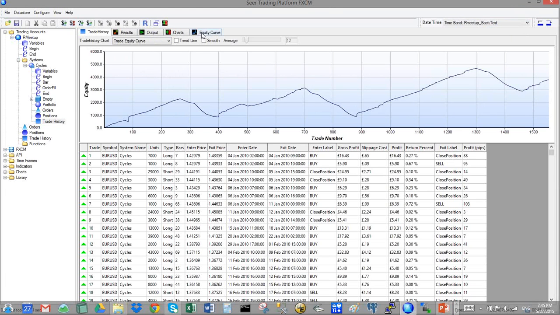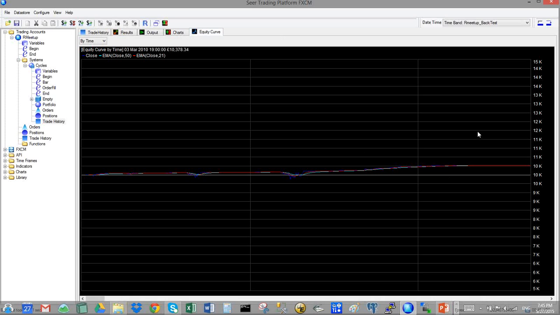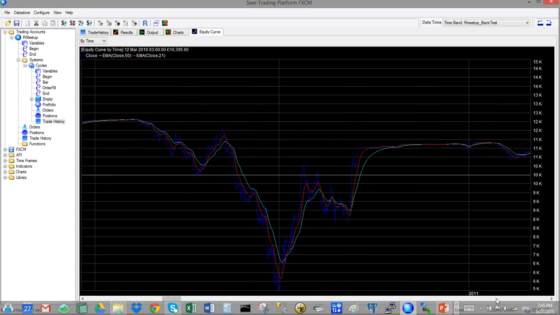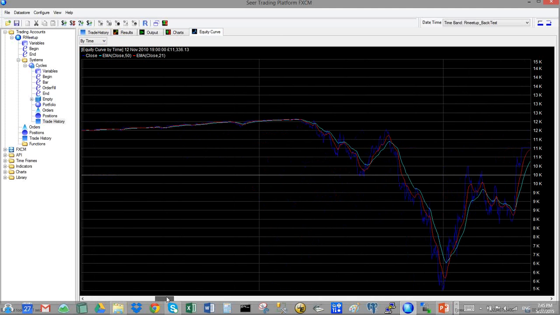I don't use a trade equity curve. I use what they call a mark-to-market equity curve. A trade equity curve tells you the amount of money you had when you opened the trade and the amount of money when you closed the trade. It doesn't tell you anything about what happened in the middle. So let me show you what really happened in the middle so we can evaluate whether this is a good system or not.